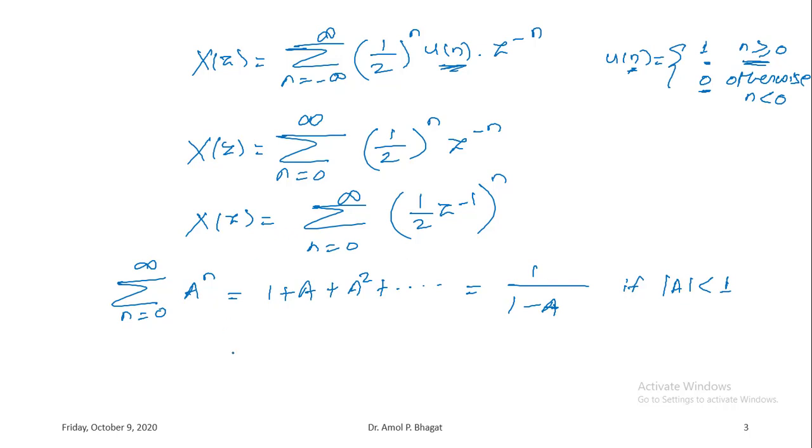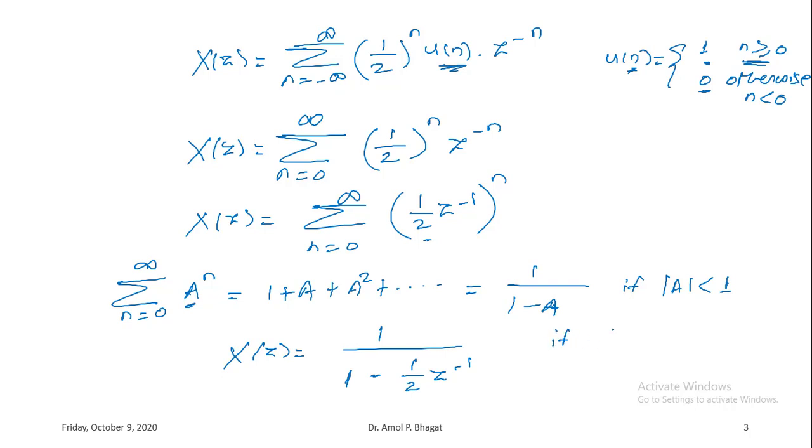So this Z transform, as per this geometric series, can be written as, because in place of a there is the value (1/2) z inverse, X of z equals 1 upon 1 minus (1/2) z inverse.